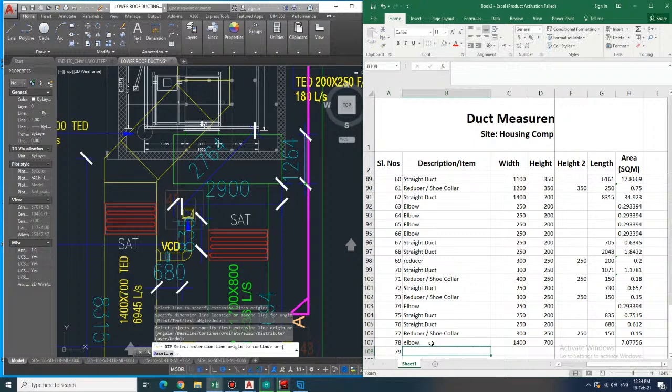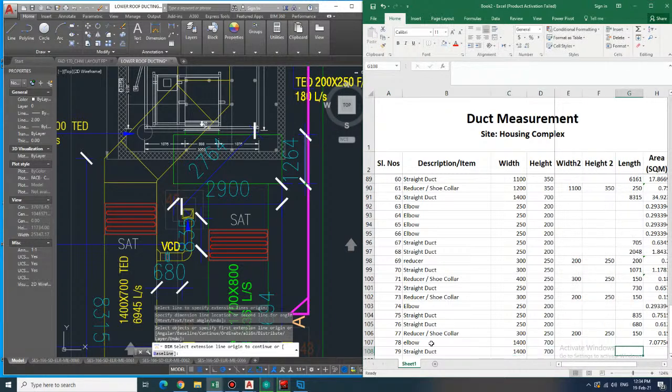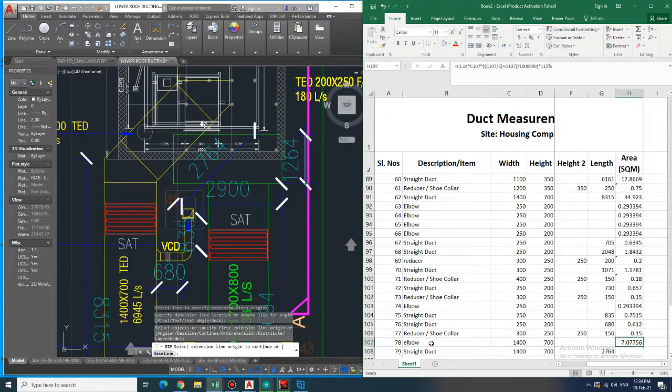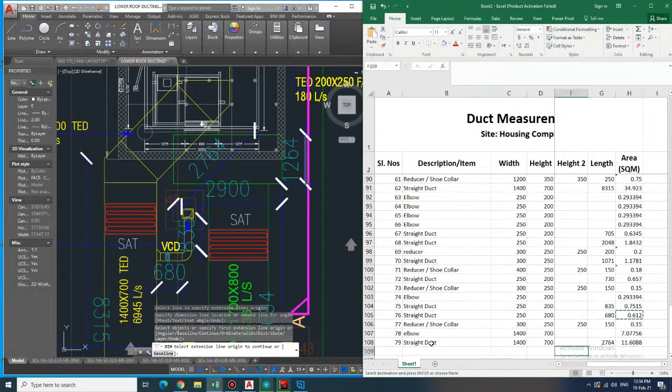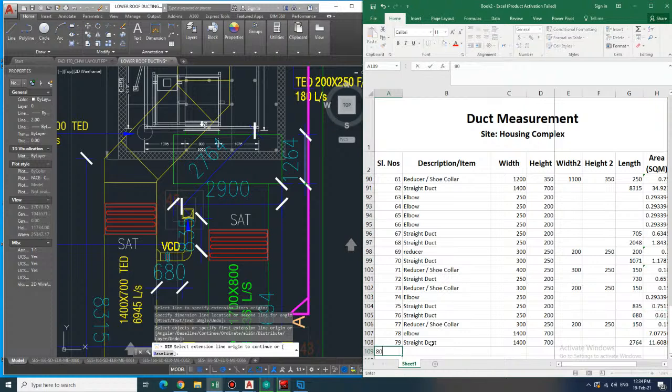Going to the straight duct equation here. 79 straight duct, 1400 by 700, length 2764. Going to place the straight duct equation, so 11.6 square meter will come.